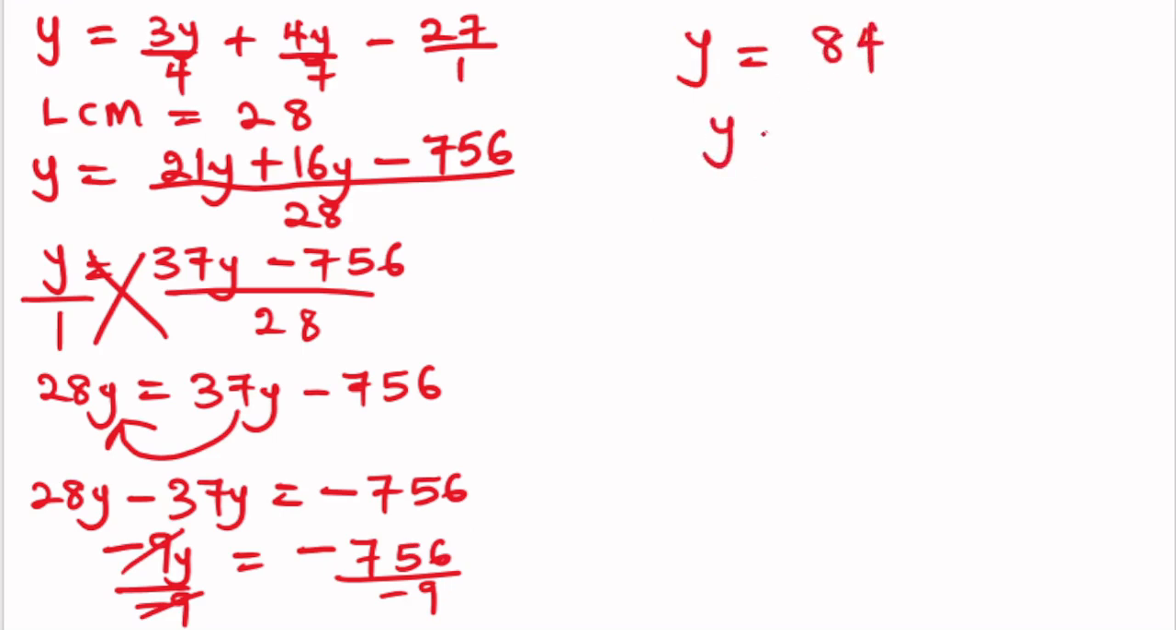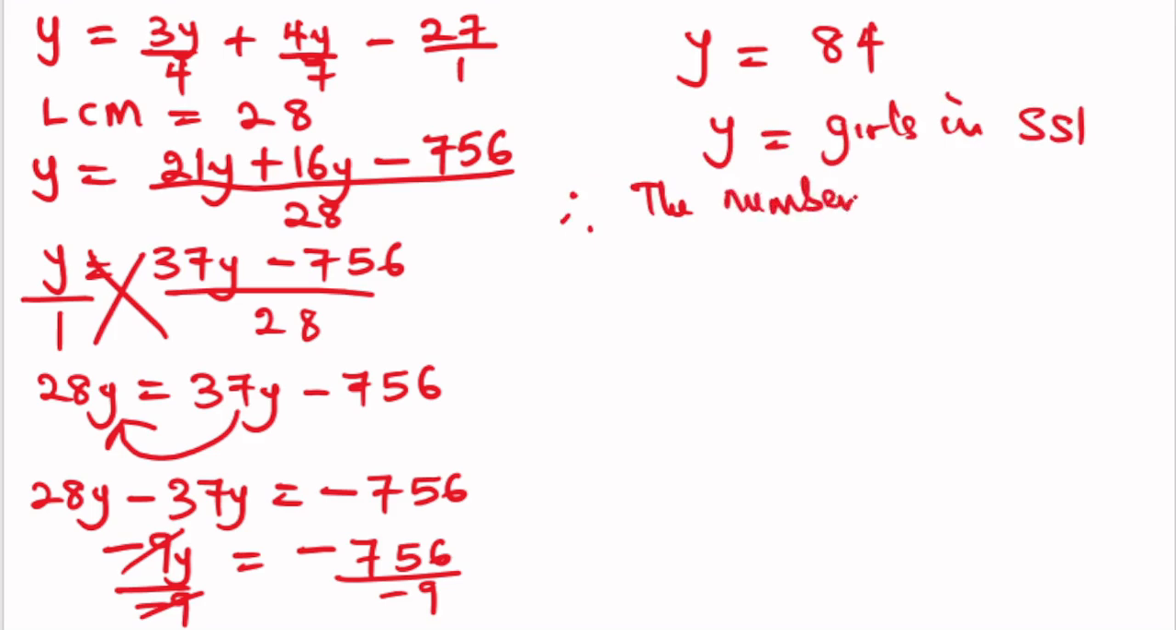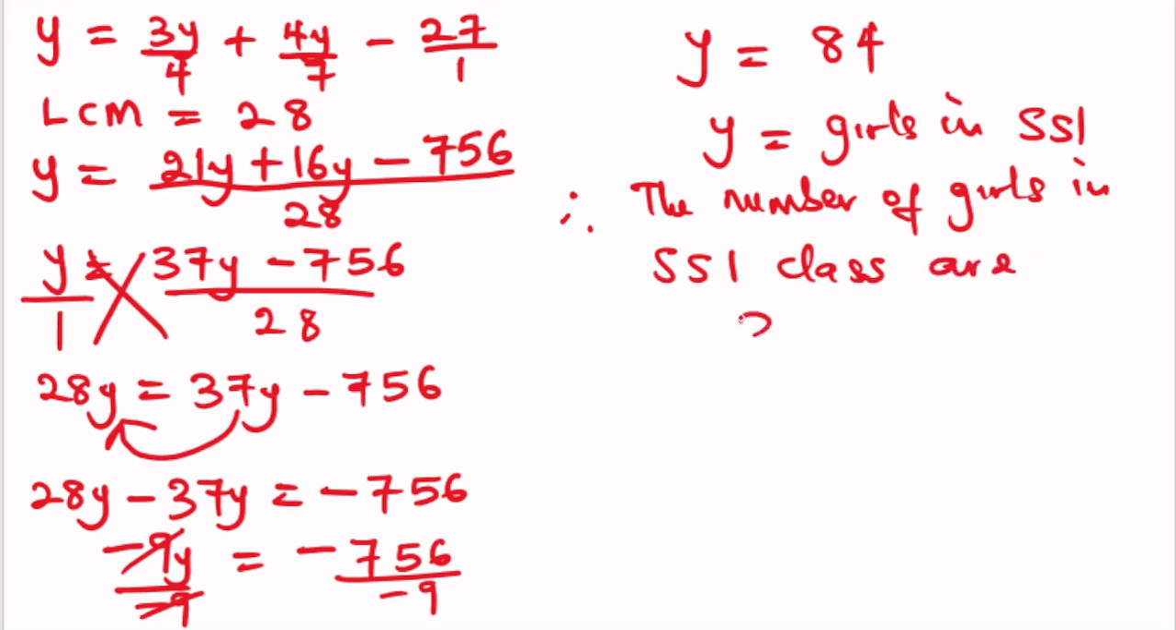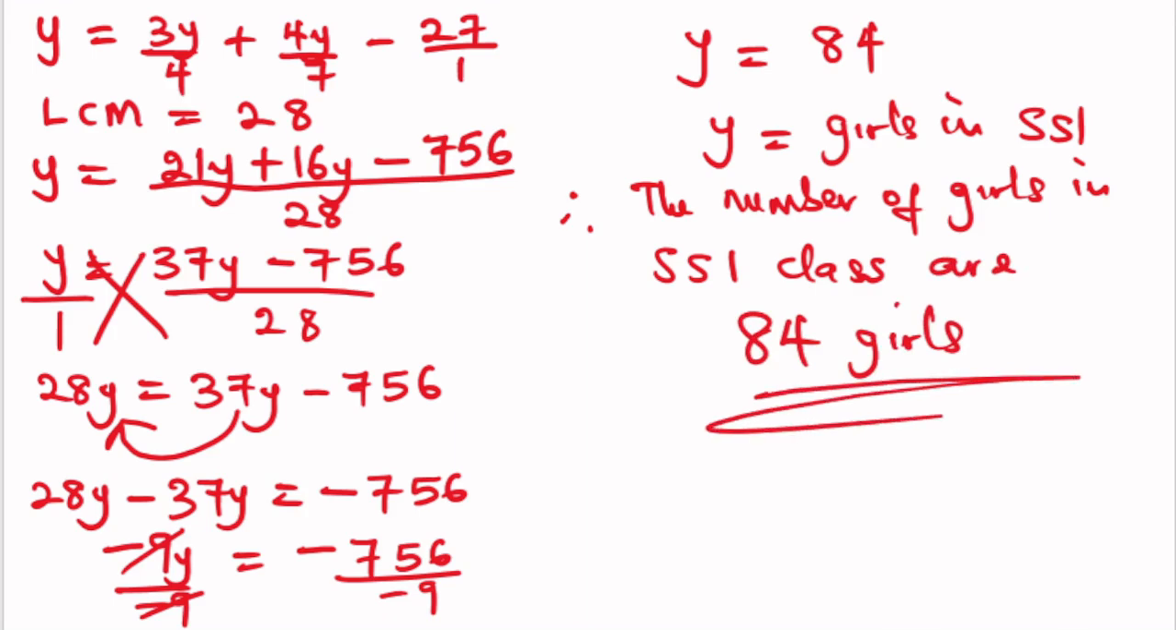So if y is equal to the girls in SS1, so therefore the number of girls in SS1 class are 84 girls. So let's move to question number 3.